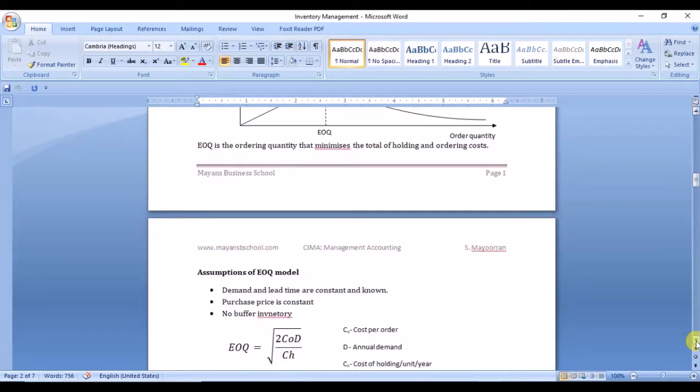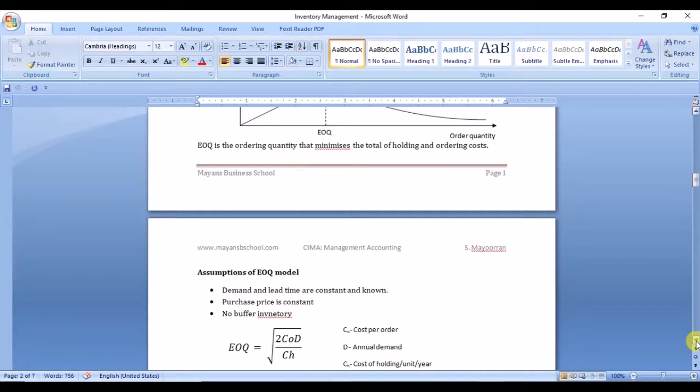Then we are going into the assumptions of the EOQ model. Demand and lead time are constant and known. Demand means, for a year or a period, how much material you are going to use, how many goods you are going to sell. If you are calculating this for material, annual material usage is known and it's constant. It doesn't change. It doesn't fluctuate. You take an assumption like that because one of the variables we are using in the EOQ calculation is D. If there are uncertainties about D, then EOQ will not be reliable.